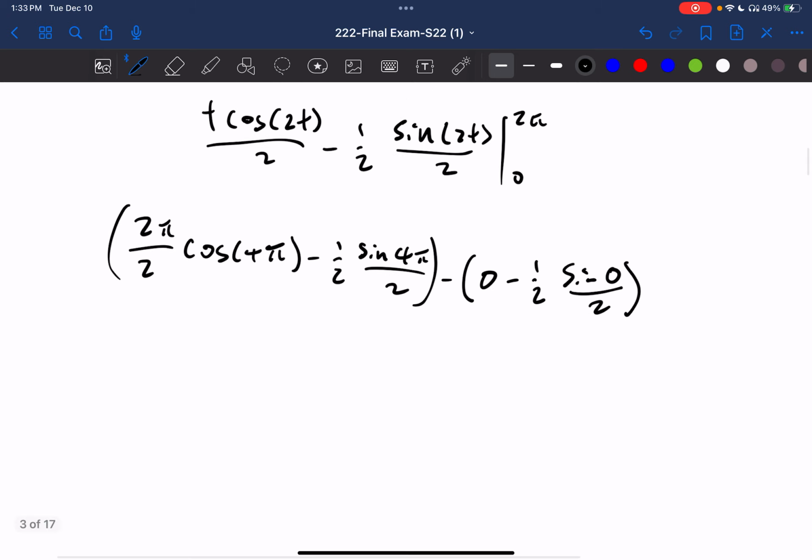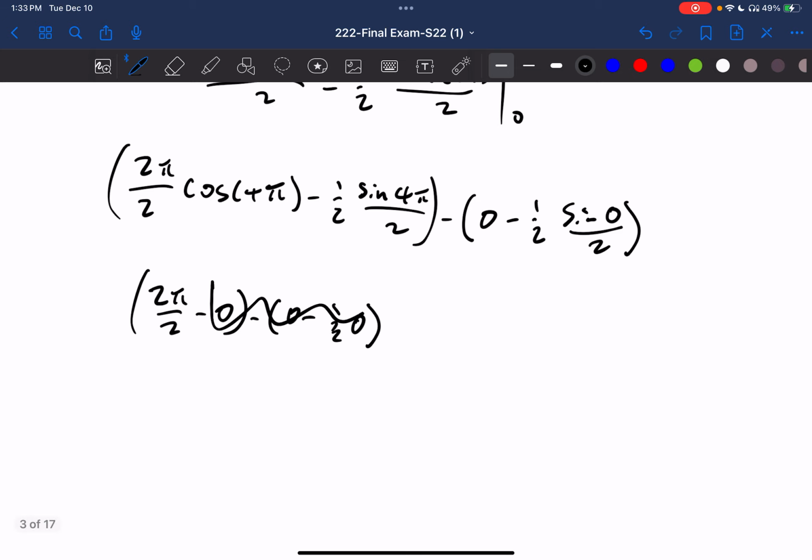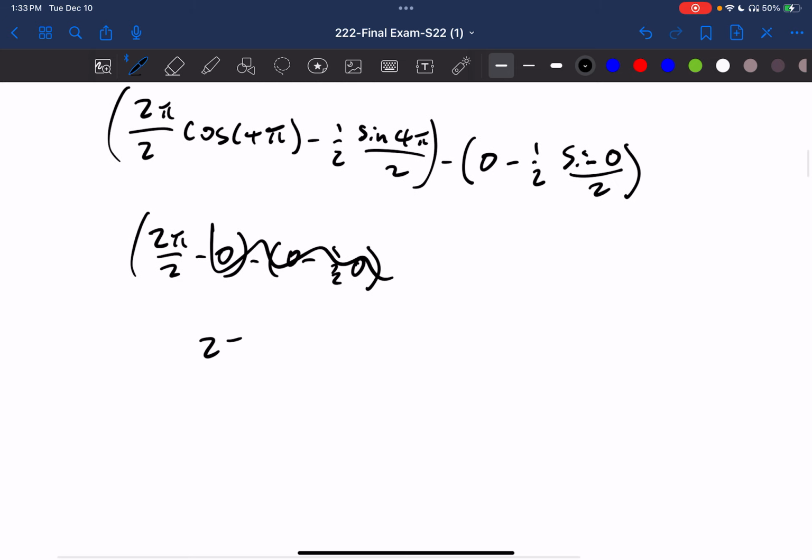Simplifying this a little bit further, we notice that cosine of 4 pi is going to be equal to 1. So we have 2 pi divided by 2 minus this thing right here. Sine of 4 pi is 0, so we're going to have minus 0, minus 0, minus 1/2 sine of 0. The sine of 0 is 0. So we can see that every single thing is basically 0, and the thing we're left with is 2 pi over 2, which is equal to pi.